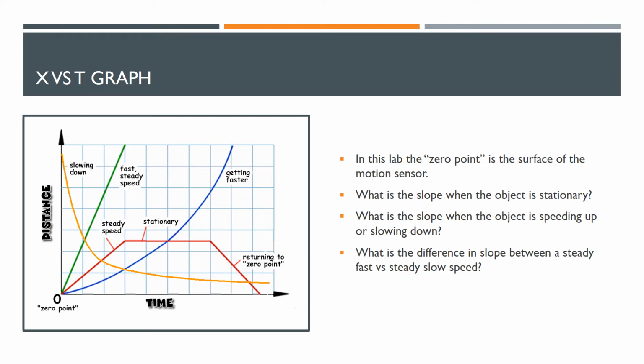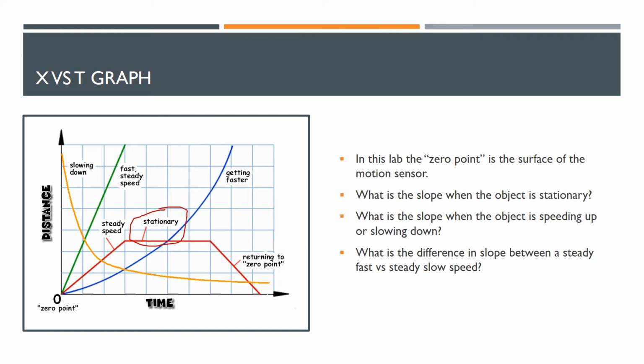Okay, this is a position versus time graph, or an X versus T graph. Some things that you'll need to notice are the 0 point, which is for time and distance. The 0 point corresponds to distance with the surface of the motion sensor. Some things to think about. What is the slope when the object is stationary? Notice the stationary point, right here, this guy.